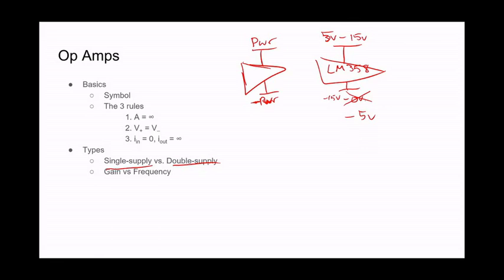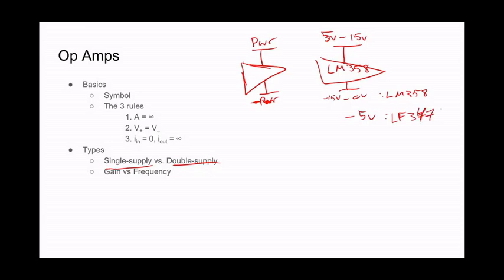That would be specific for the, let me clarify that. That's 0 volts. This would be for the LM358. This would be more expected for the LF347. Just to name one.